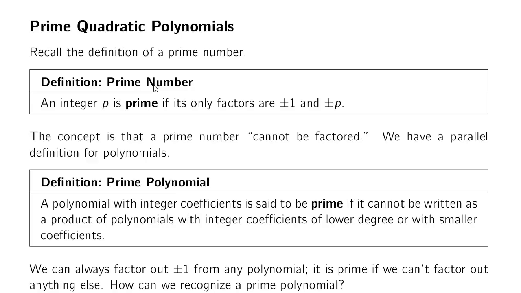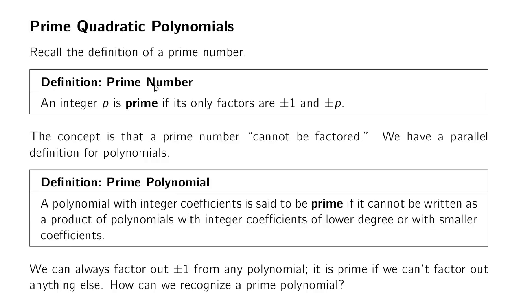Sometimes we come across a polynomial that we just can't factor. Recall that we have the concept of a prime number. A number is prime if it's an integer whose only factors are itself and 1, plus or minus. So the concept here is that a prime number can't be factored in any interesting way.